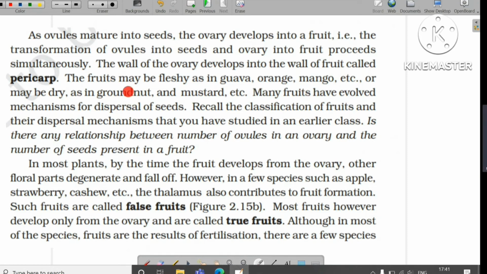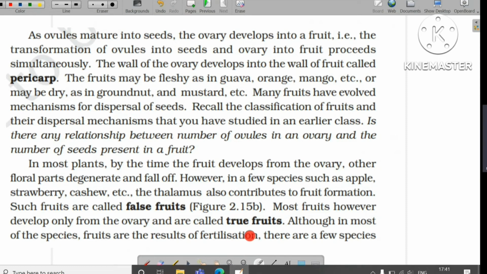Many fruits have evolved mechanisms for dispersal of seeds. In most plants, by the time the fruit develops from the ovary, other floral parts degenerate and fall off. However, in a few species such as apple, strawberry, cashew, etc., the thalamus also contributes to fruit formation. Such fruits are called false fruits. Most fruits, however, develop only from the ovary and are called true fruits.